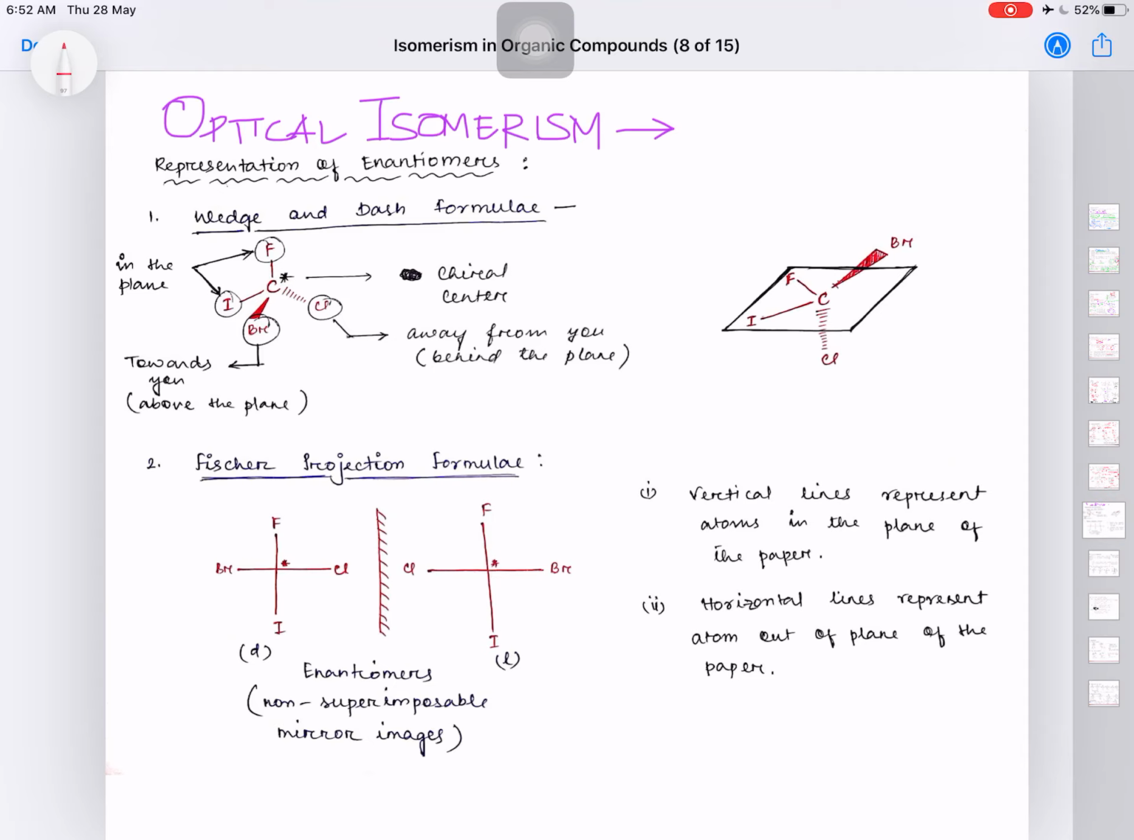If both of them are present 50-50%, then it is called a racemic mixture. These D and L isomers are nothing but mirror images, and as a whole they are called enantiomers.